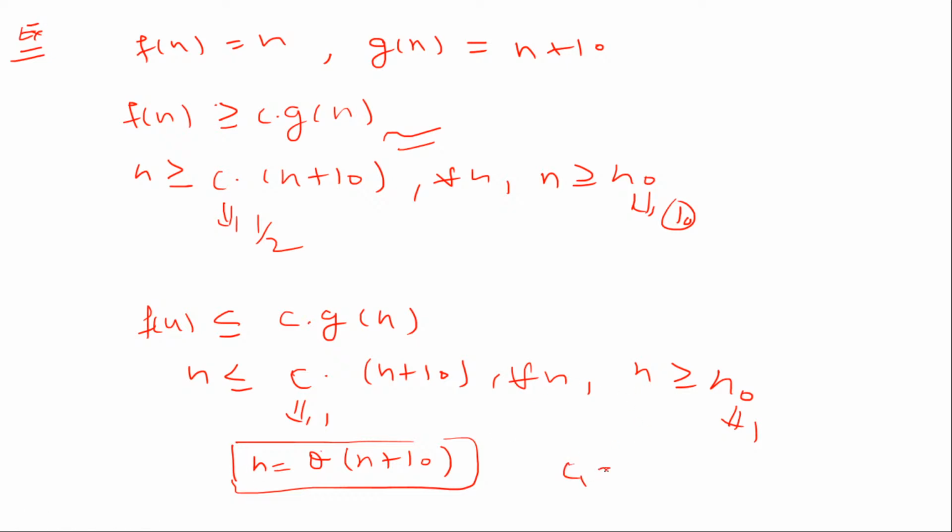Value of c1 is 1, c2, this you can say c1, this you can say c2, 1 by 2, and n naught 10.